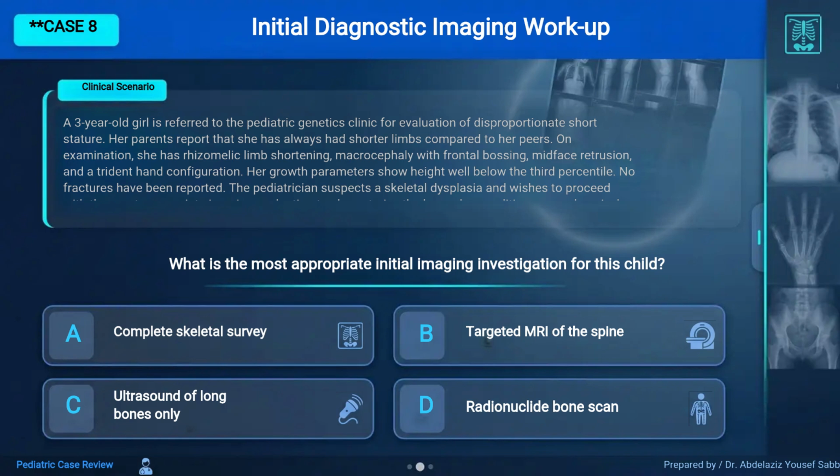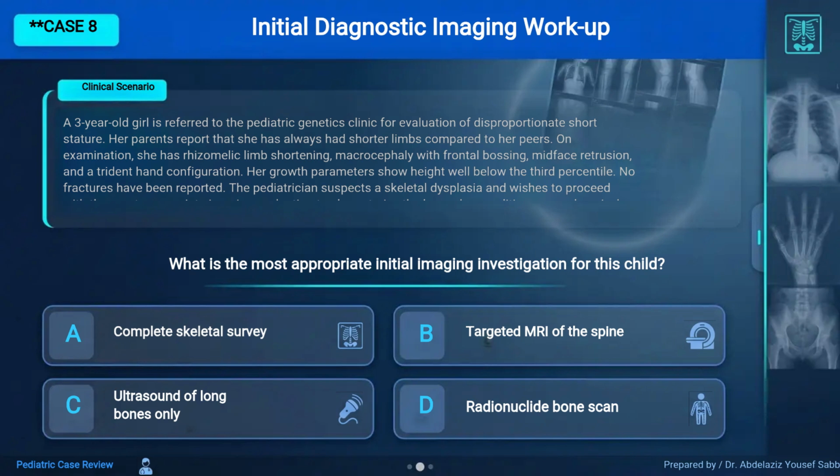Case 8. A 3-year-old girl is referred to the Pediatric Genetics Clinic for evaluation of disproportionate short stature. Her parents report that she has always had shorter limbs compared to her peers. On examination, she has rhizomelic limb shortening, macrocephaly with frontal bossing, midface protrusion, and a trident hand configuration. Her growth parameters show height well below the 3rd percentile. No fractures have been reported.